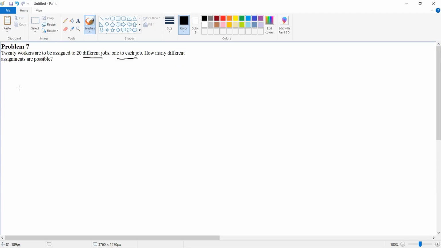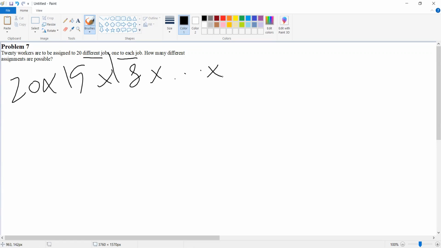It could go to person 1, person 2, person 3, all up to person 20, and then you have the second job. Once you've given one job to one person, you have another job to give out to the remaining people, तो 19 हो गई. तो अब उस तरह से फिर 20 factorial, all the way up to 20 times 19 times 18 dot dot times 1.